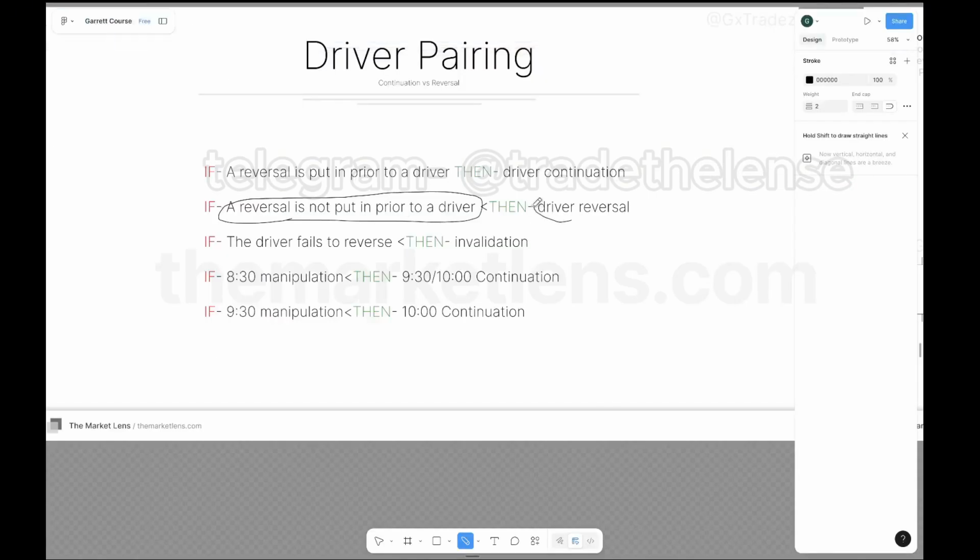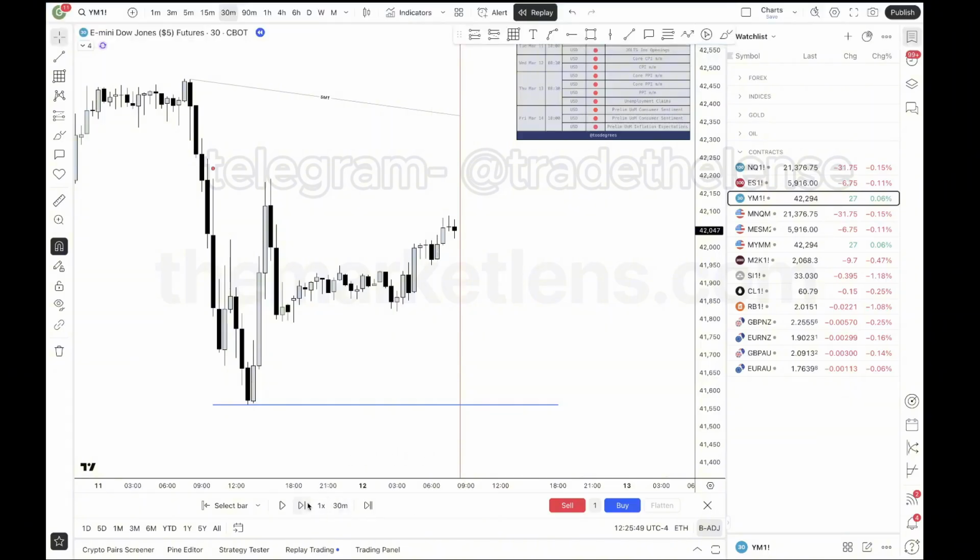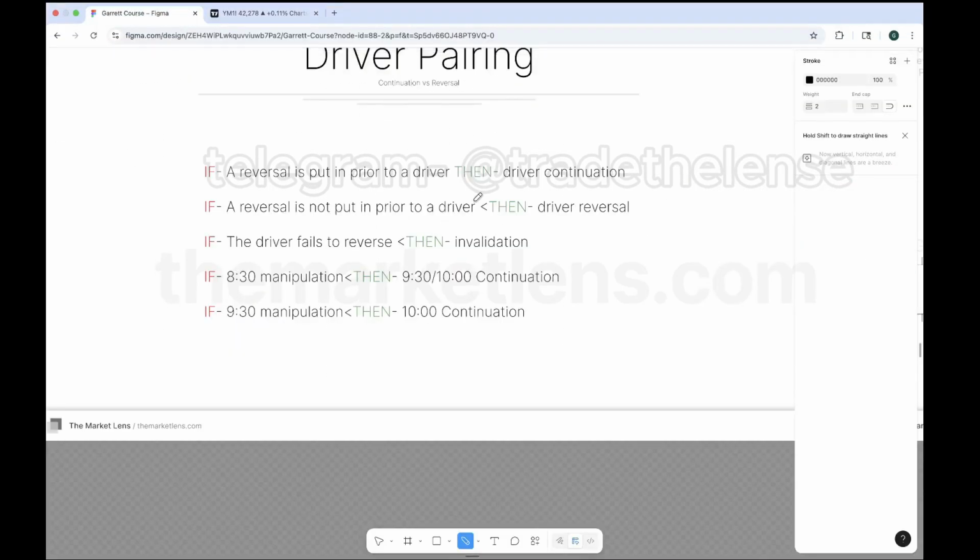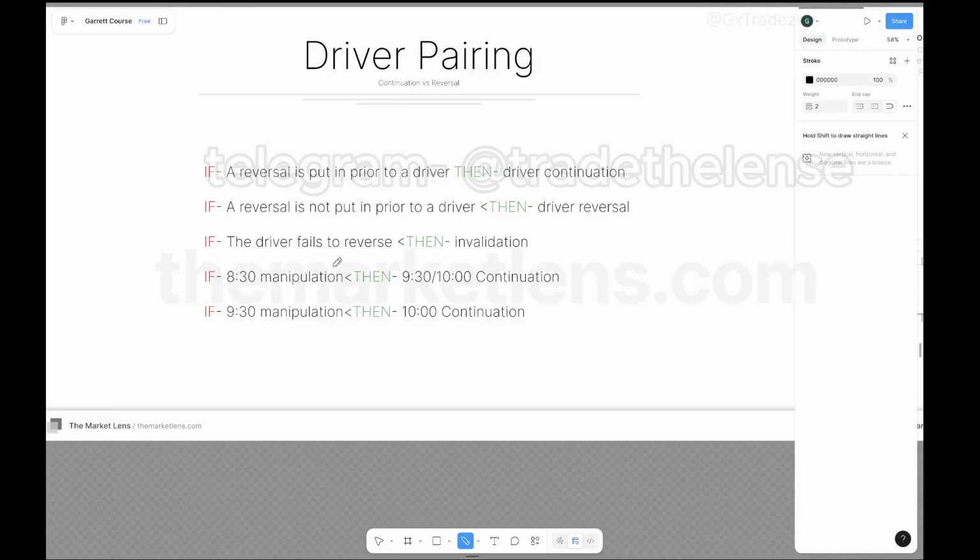Then I want the driver to go print the reversal. All right, so let's play this 30-minute candle. Okay, boom. We trade into a high and then print an SMT. This is a potential reversal, right? So this is a two-stage driver though.